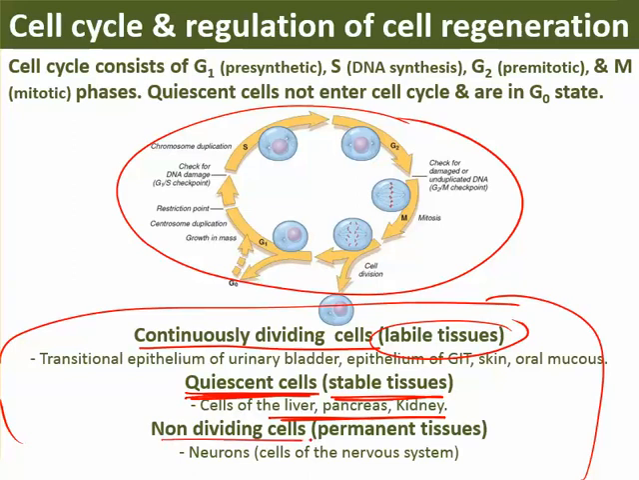So there are some cells that will not divide, permanent cells. They are called non-dividing cells, permanent tissues. For example, brain neurons. If they die, they cannot come back. They are permanent cells.